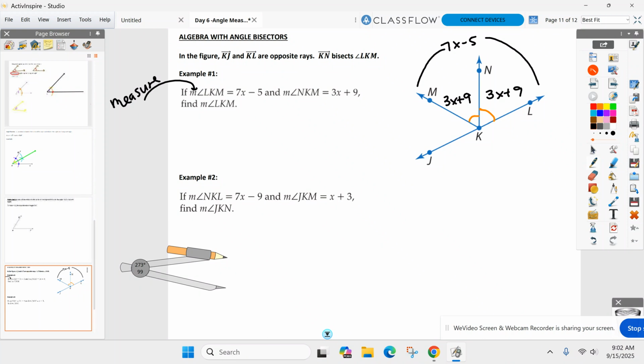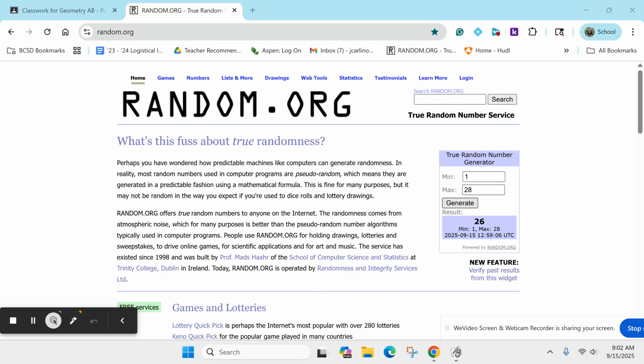And if I put the two together, what do I end up getting? The whole angle, which I already know is what? 7x minus 5. Someone write an equation so we can solve it right now. Those two angles add up to the whole one, which I already know all three of them. Here we go. Help your class out.